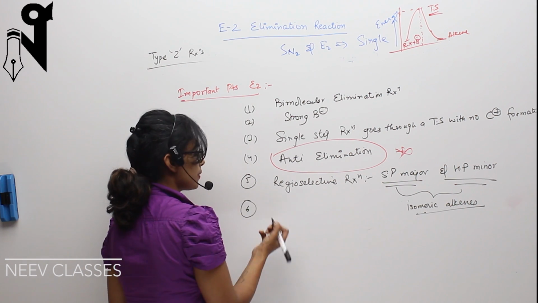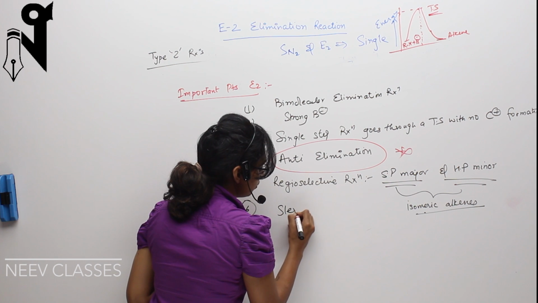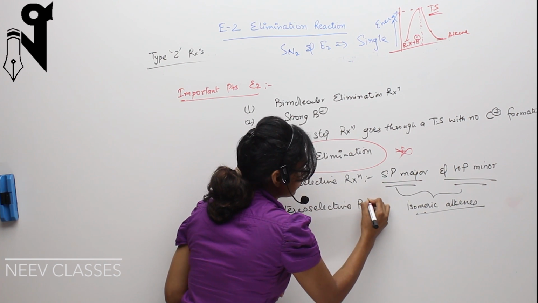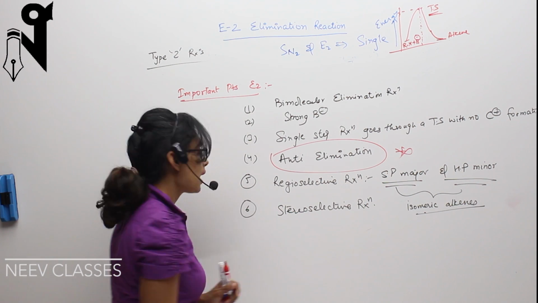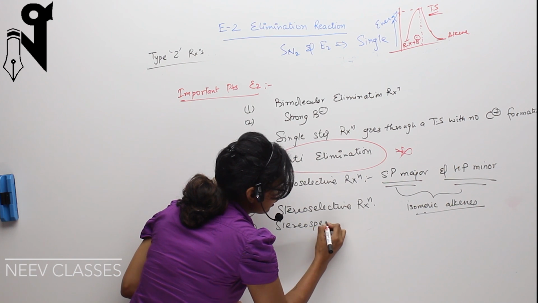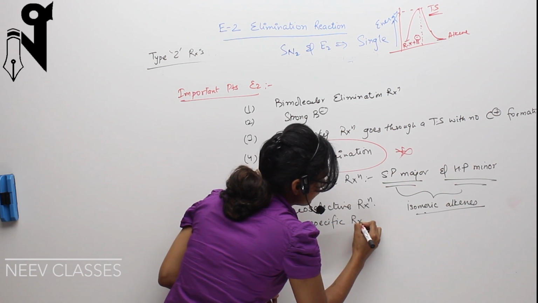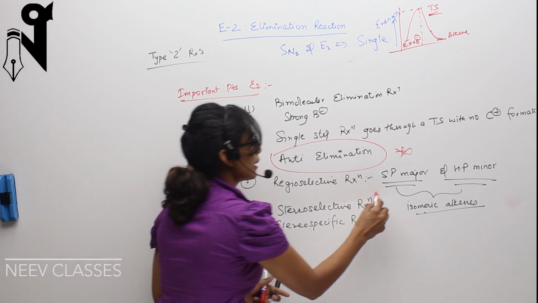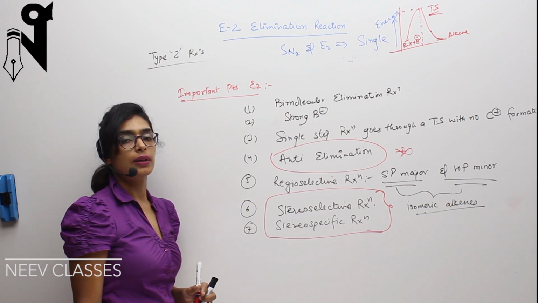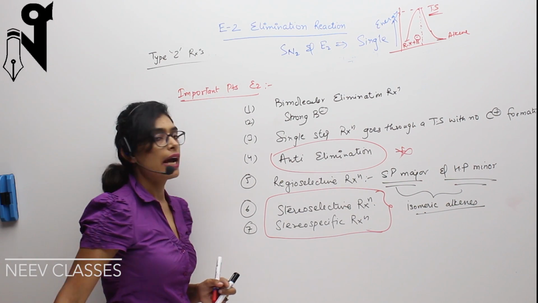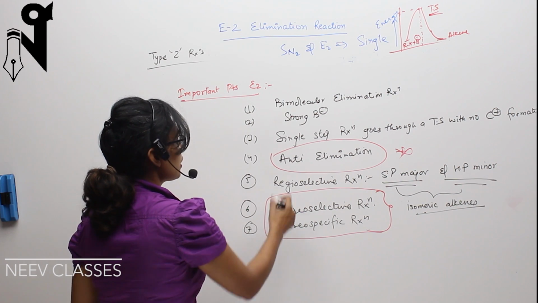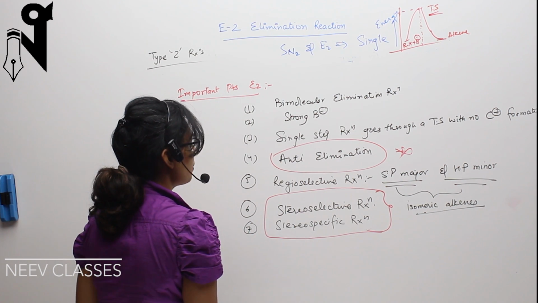Sixth point, it is a stereo-selective reaction. And seventh point, it is a stereo-specific reaction. So we are also going to understand these two terms, what is a stereoselective reaction and what is a stereospecific reaction. So we are going to cover these three things just after I'm done with writing the important points.